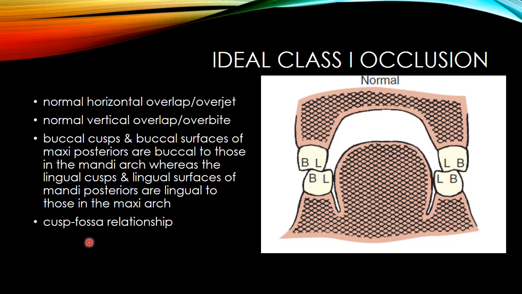A cusp-fossa relationship is also present in an ideal class 1 occlusion. A cusp-fossa relationship refers to the position of the lingual cusps of the maxillary posteriors resting in the occlusal fossa of the mandibular teeth, and the buccal cusps of the mandibular posteriors resting in the occlusal fossa of the maxillary teeth.